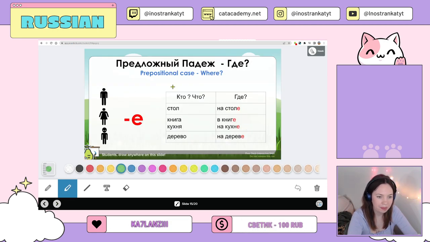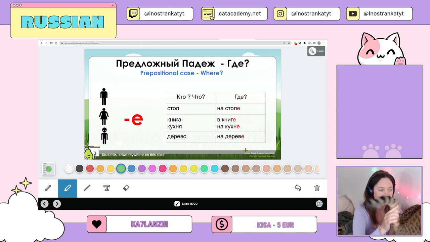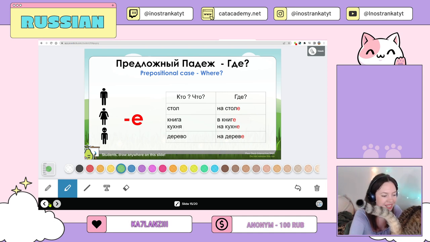Okay, so in the prepositional case, despite the gender, all of the nouns will get the ending е. So for example, стол, a desk or table, in Russian they are the same. На столе, on the desk or on the table. Книга changed into в книге. Кухня, на кухне. Дерево, на дереве. So despite any gender, masculine, feminine, neuter, we don't care. The final letter should be е. That's it. That is the main rule. But of course, there are some exceptions. Let's look at them.